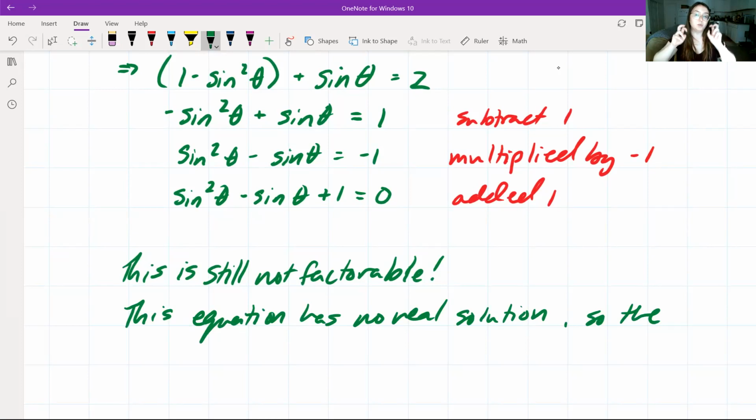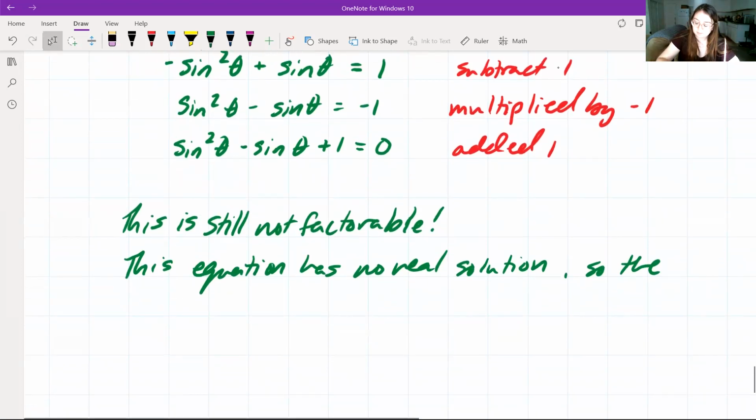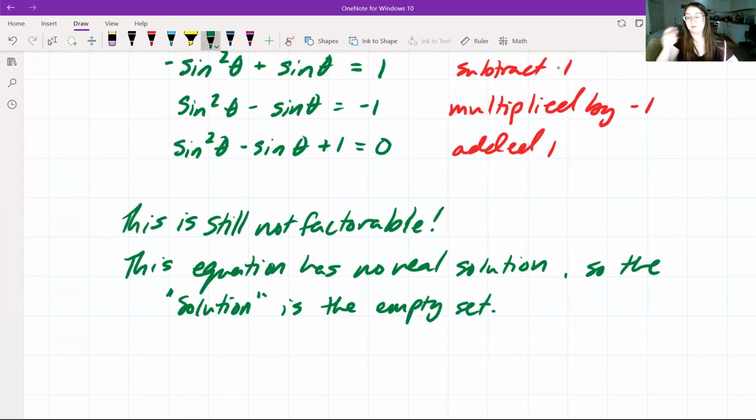So the solution that we give is going to be called the empty set. If we find that an equation has no solution and we want to write that it has no solution, we give it the empty set, which is a circle with a backslash through it. We do not write it in curly braces like how we would end up writing a solution set. We just write the empty set in this way.